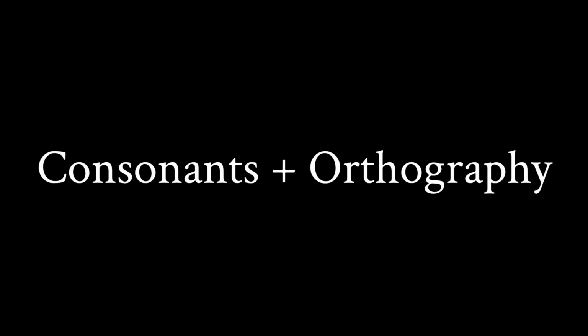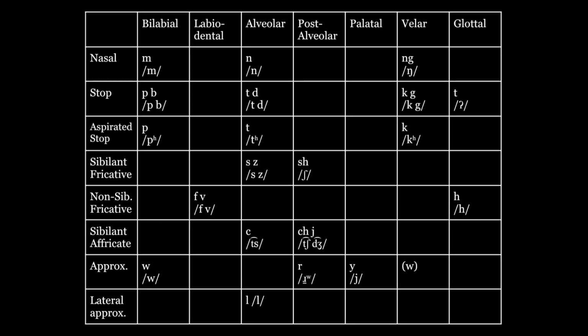Let's start, as any good conlang showcase would, with a phonology of the language. The consonants here are ma, na, nga, ba, ta, da, ka, ga, pa, ta, ka, sa, za, sha, fa, ha, za, ja, wa, ra, ya, la.